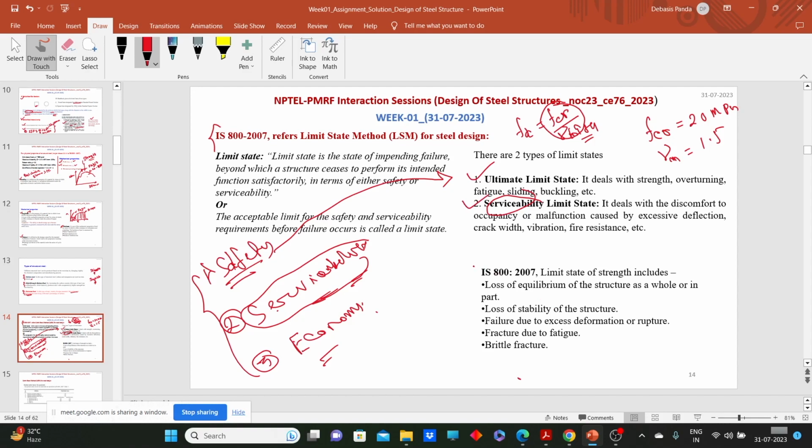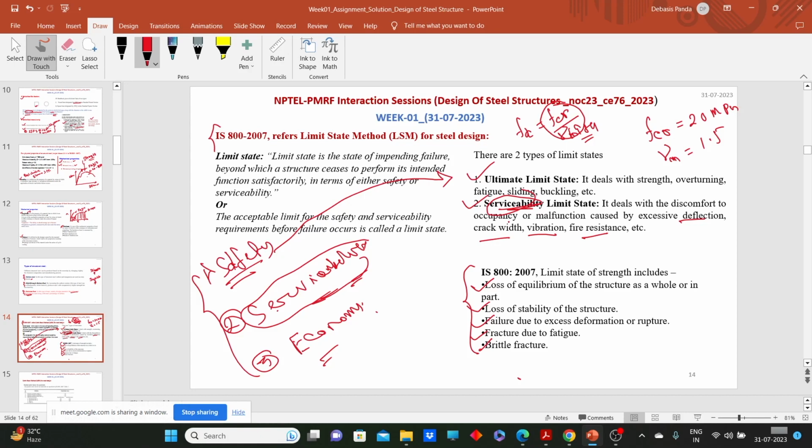Now, our IS 800 2007 covers ultimate limit state, which includes loss of equilibrium and loss of stability of structure. That means loss of equilibrium of a structure as a whole and as a part. This concept I will cover; it actually comes from the reliability analysis of structures. I will go into it a little later. Then failure due to excessive deformation, cracking, brittle failure; and under the serviceability limit state, our code covers excessive deflection, excessive vibration, fire resistance, crack width, etc.